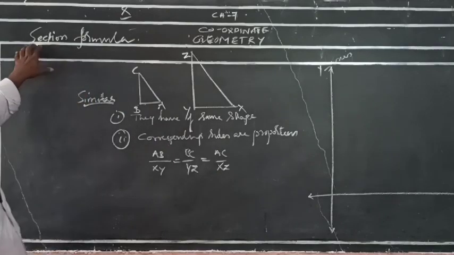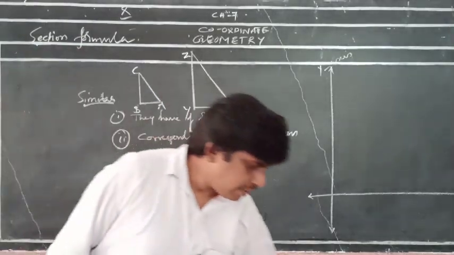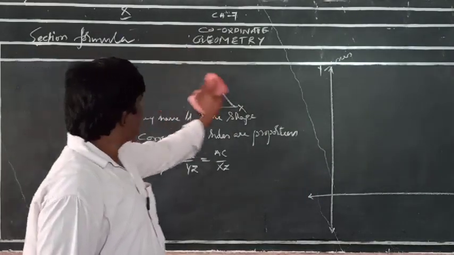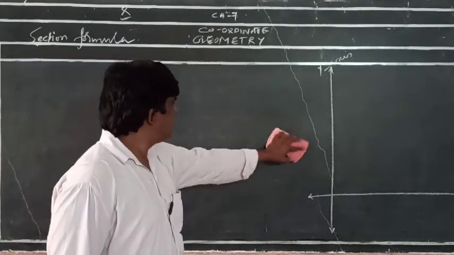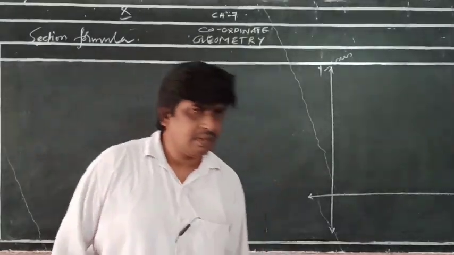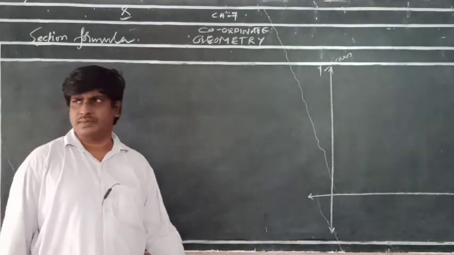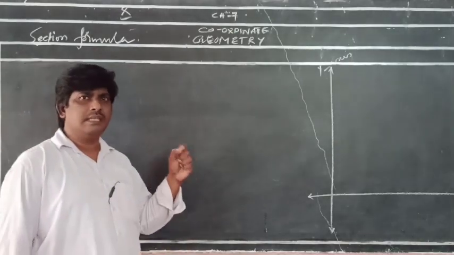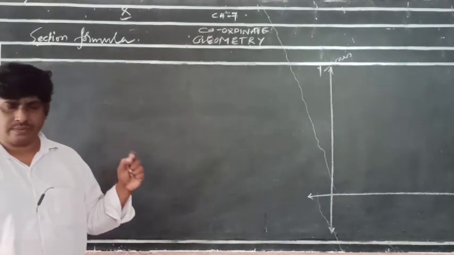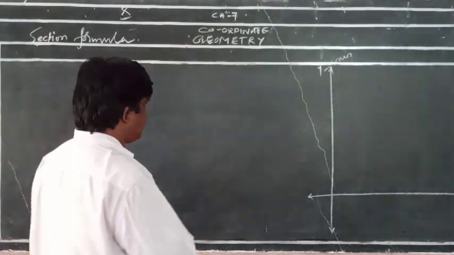Now how can we use this concept in explanation of section formula? First of all, what is meant by section formula? Already we discussed the distance between 2 points in the coordinate system. If 2 points are (x1, y1) and (x2, y2), then the distance between them is root over (x2 minus x1) whole square plus (y2 minus y1) whole square.